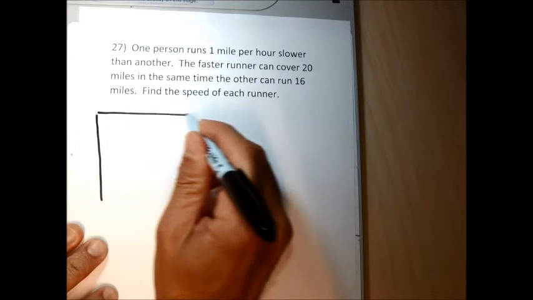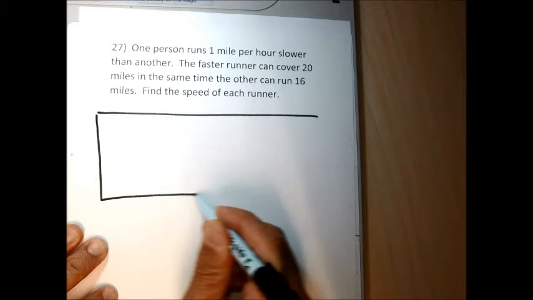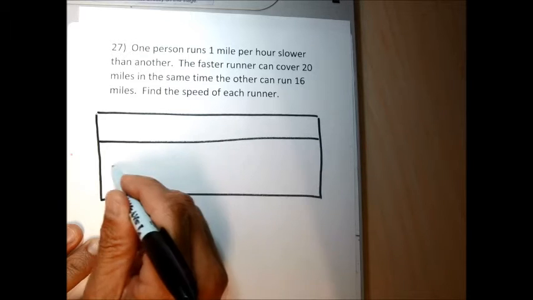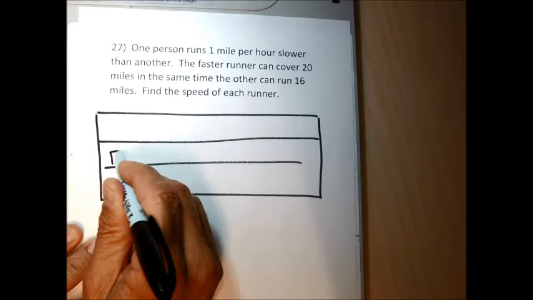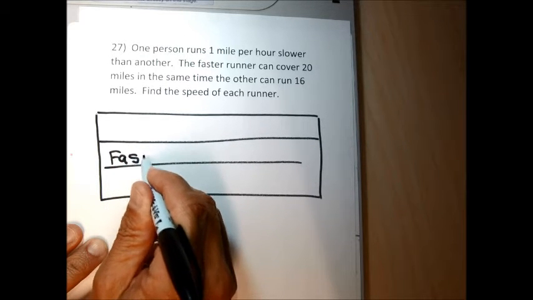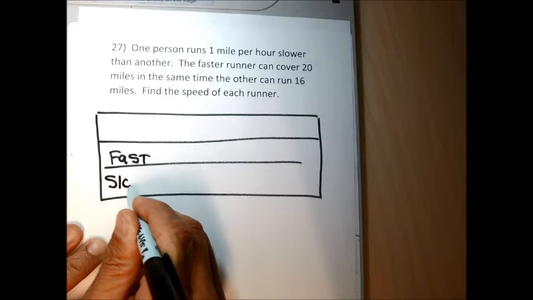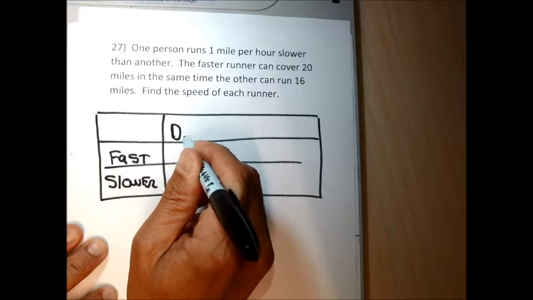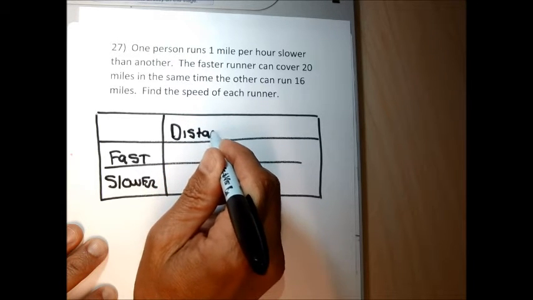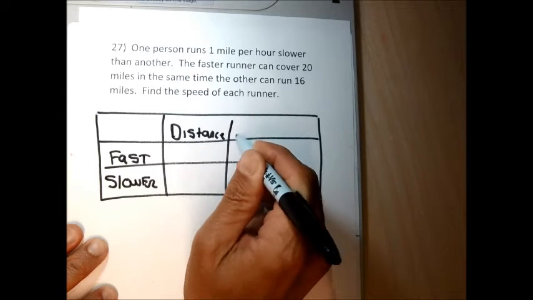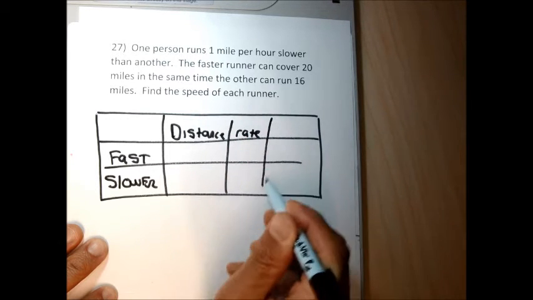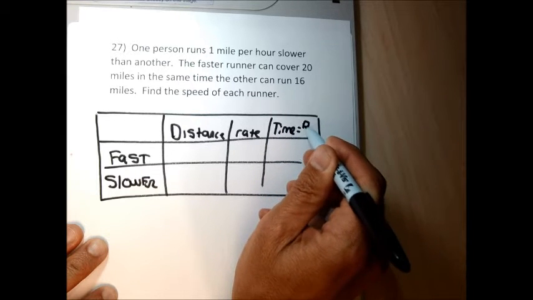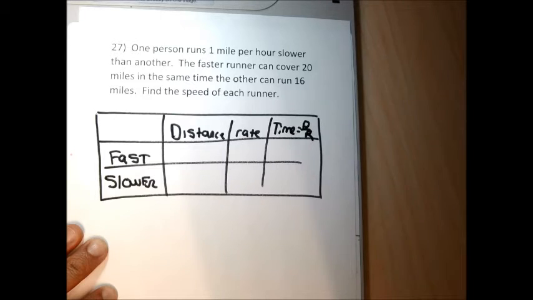And in the far left column we had the names in some sense. And the names I'm going to have are just the fast runner and the slower runner. That's one of the easy parts of the box to get. And then we have distance, speed or rate, and the time is distance over rate.